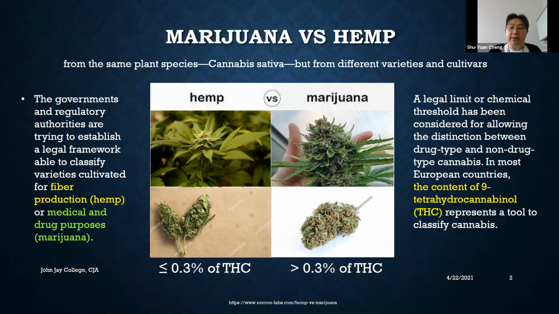The differences between these two are really hard to see by morphology, the way they look, because it's very similar. The only way we can distinguish is by the THC content. THC is the one compound we know has the psychoactive effect. If the THC concentration is higher than 0.3%, we categorize this cannabis product as marijuana. If lower than 0.3%, we say this is hemp.